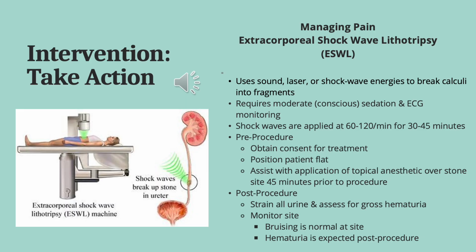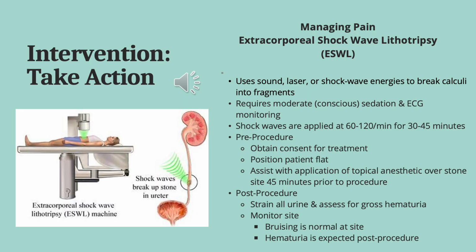So as far as our nursing care pre-procedure, we need to obtain informed consent. So we'll let the provider explain everything that's going to be done, but we just need to make sure they sign the form and they do in fact understand the procedure. We'll help with positioning the patient flat on the table. And as nurses, we'll assist with the application of any topical anesthetic over the site, which should be done about 45 minutes before the procedure starts. And then post-procedure, we will encourage the patient to strain all of their urine so that we can monitor for any stone fragments and we can assess for any gross hematuria, meaning a lot of hematuria.